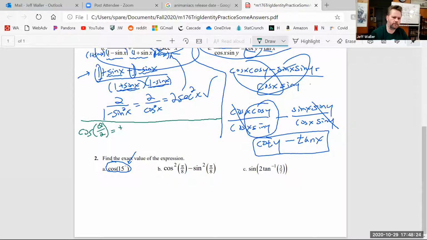I'll start us off. Plus or minus the square root of (1 plus cosine theta) over 2. Yes. Cool. All right, and then we got it. So what is theta going to be in this problem then? 30. All right. Is anybody not with me?